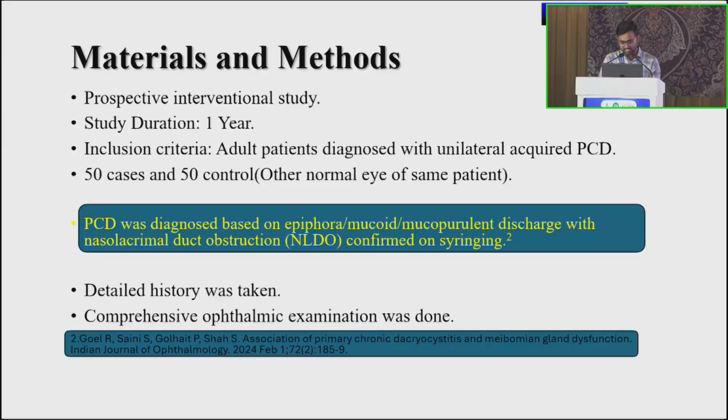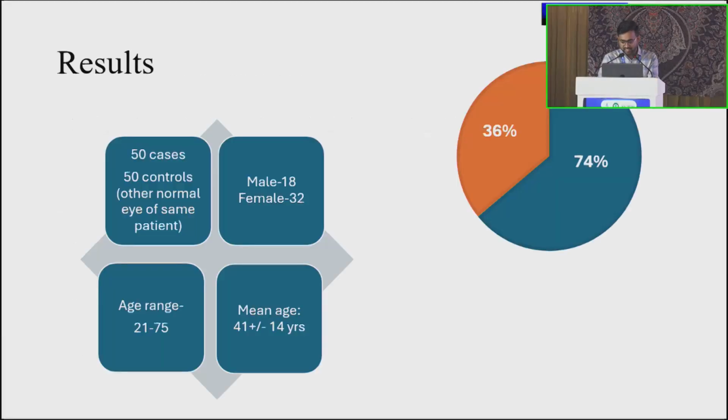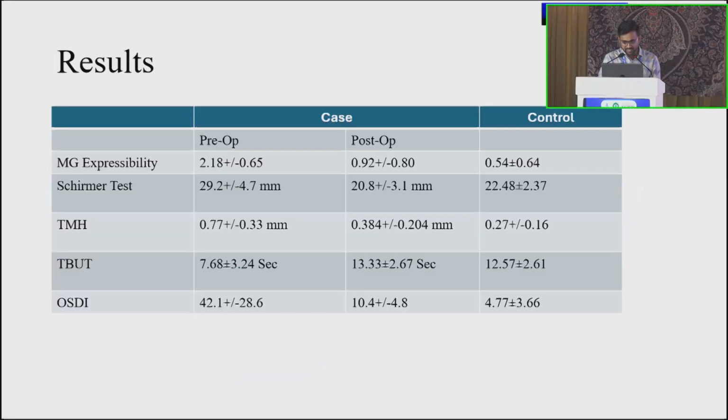We took a detailed history and did a comprehensive examination. We assessed patients based on the 12-item Ocular Surface Disease Index questionnaire, MG expressibility, T-BUT, tear meniscus height, and Schirmer's test, and then we did DCR and followed up for 8 weeks. Results: almost 74% of the patients included in our study were female, with 50 cases and 50 controls. Age range was between 21 and 75 years.